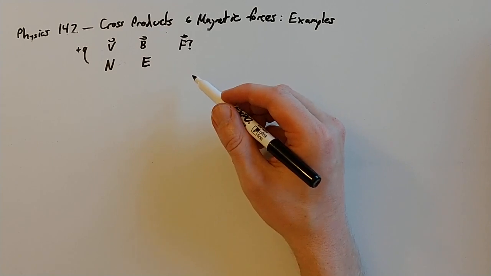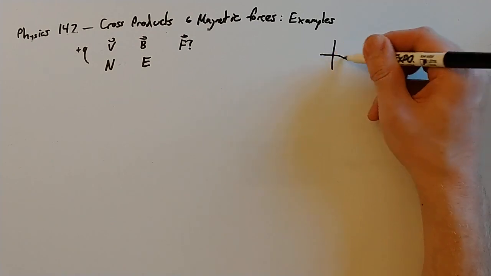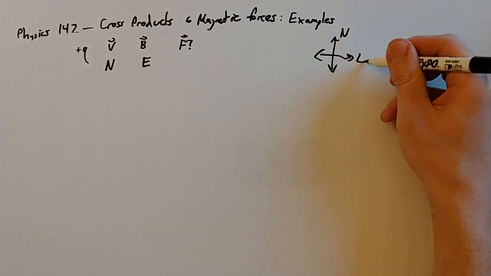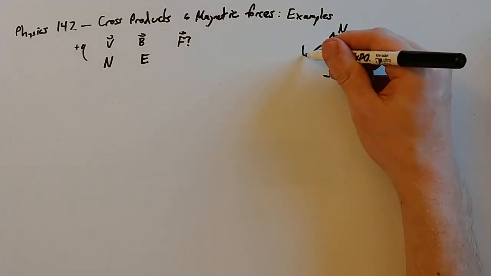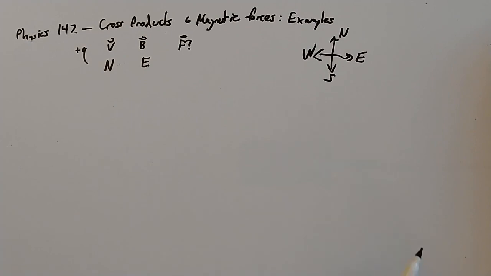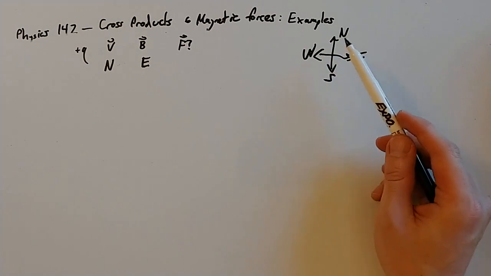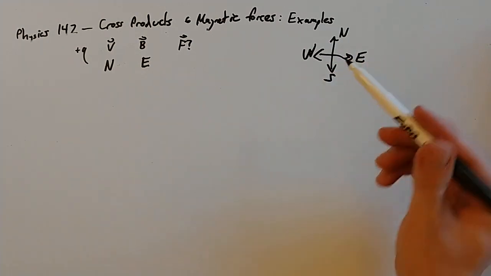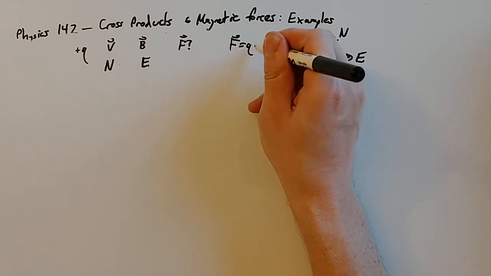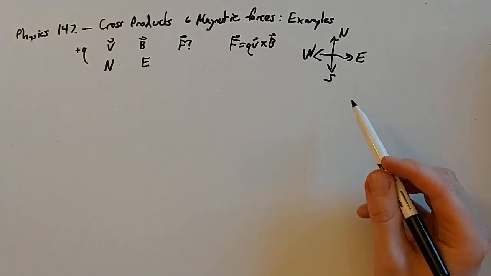To think about this, maybe I'll draw a little compass here on my table. We'll have this be north, east, south, and west. Never eat soggy waffles, or something like that, is what they say. So we want to know what direction is the force. Well, remember the force law: F is QV cross B.